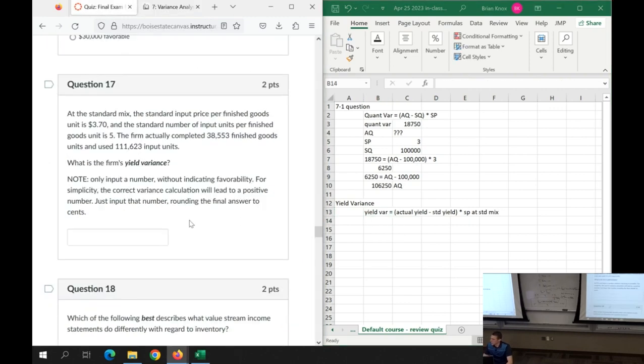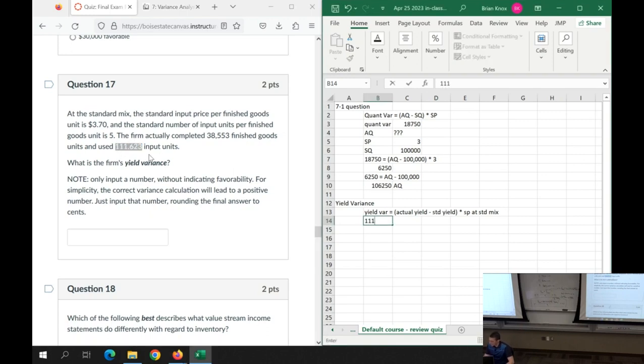All right. So the question gives us actual yield, the finished goods we actually completed, gives us the standard price, standard input price per finished goods unit at the standard mix. So that's 370. That's just the SP at standard mix right there. So what I have to do is figure out the standard yield. Okay, well, if we actually used 111,623 input units, and our standard is to have 5 of these input units go into each finished goods unit, then we can divide this number by 5 and figure out how many finished goods units we should have had, our standard yield from this number of input units.